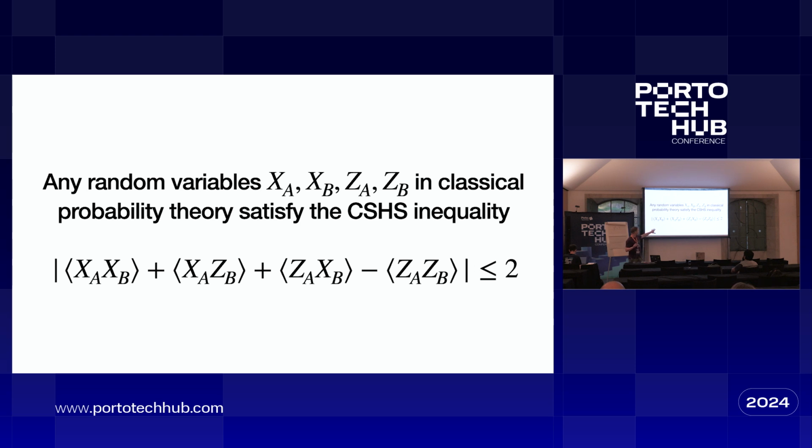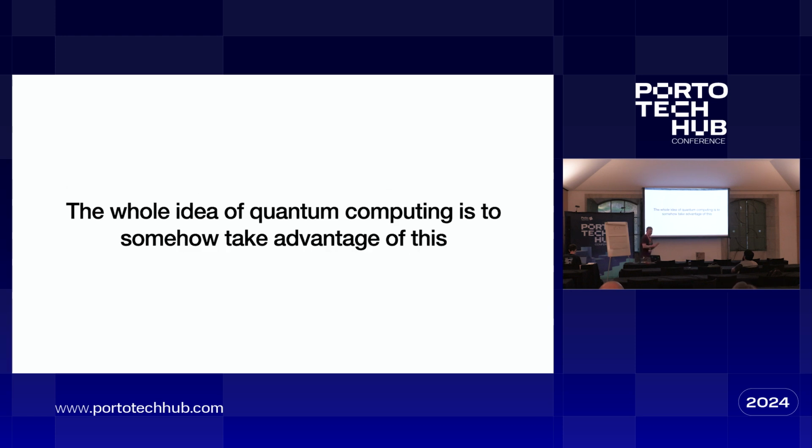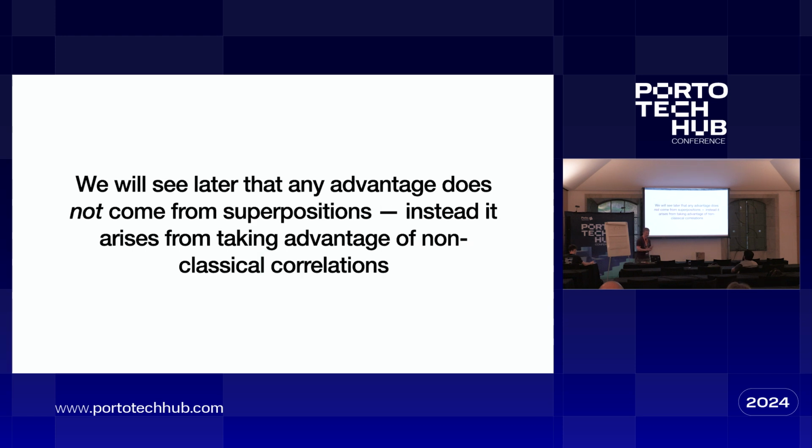So John Bell showed that there were these inequalities which could be violated in quantum mechanics, and then later they were experimentally confirmed. Okay, and the whole idea of quantum computing is to somehow take advantage of this. Right? If quantum systems could be simulated by classical systems, then we could not possibly hope to obtain an exponential speedup, right? The only reason we can in certain problems is because quantum probabilities are not classical probabilities.